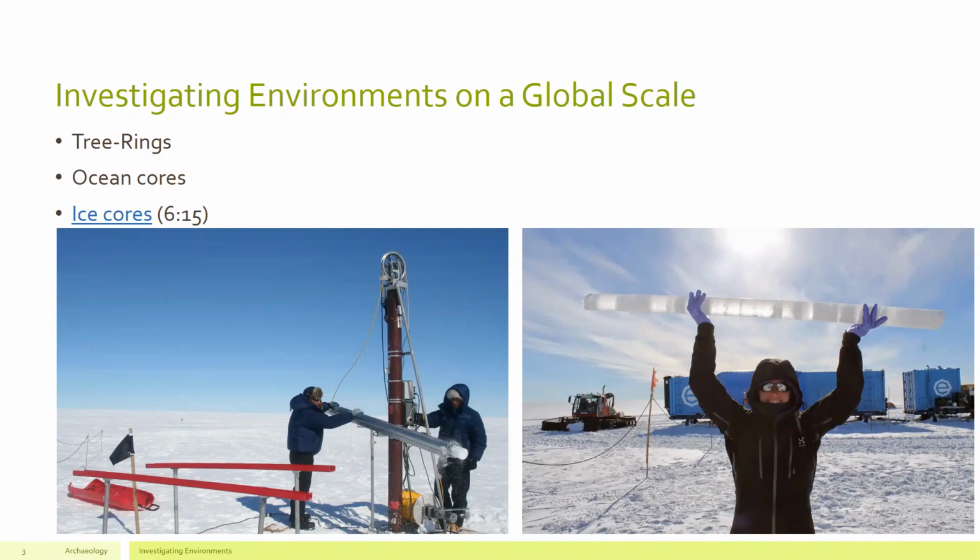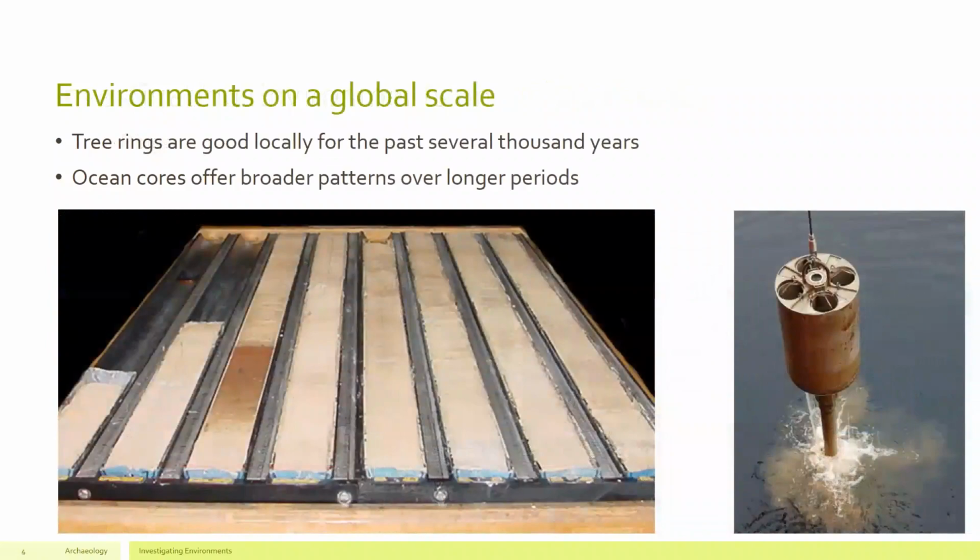Likewise, ocean cores: material and plant life and organisms in the ocean, when they die, they settle to the bottom of the ocean where they become stratified as well. So by coring the floor of the ocean, we can learn quite a bit. These are some examples of ocean coring. As I mentioned, if we're looking on a global scale, it's good to compare global climate changes with regional, what we would call proxy records.